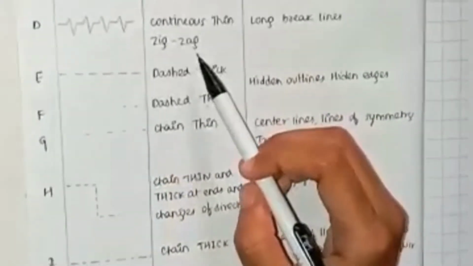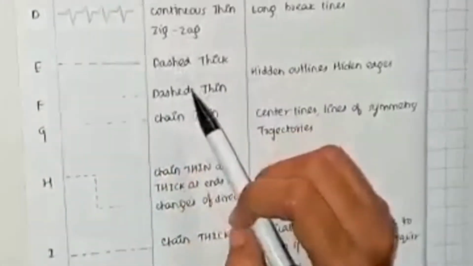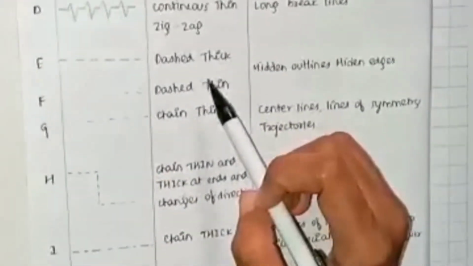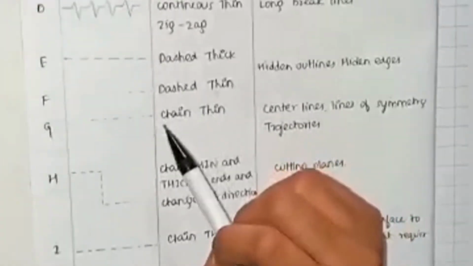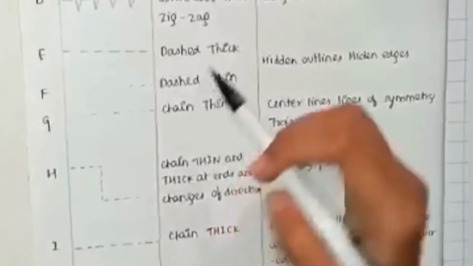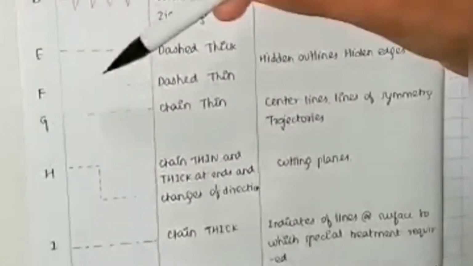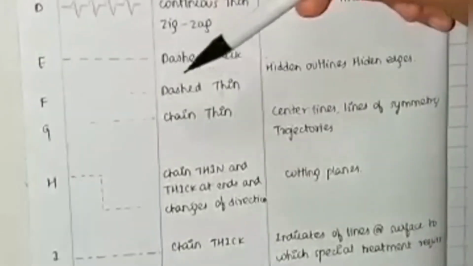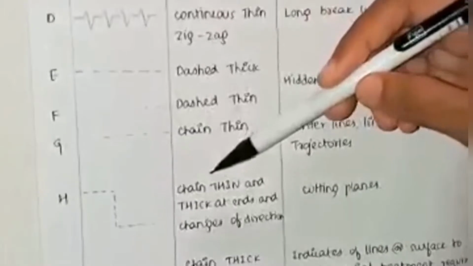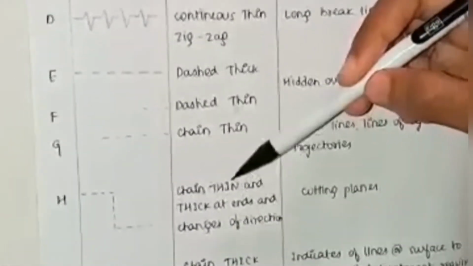Then continuous thin zigzag lines. These are the long break lines. Then coming back to the dashed thick line, these are the hidden outlines or hidden edges, which are used in hiding the images. Then coming back to dashed thin and chain thin lines, these are the center lines or lines of symmetry. Then we can observe chain thin, thick at ends and changes of direction.